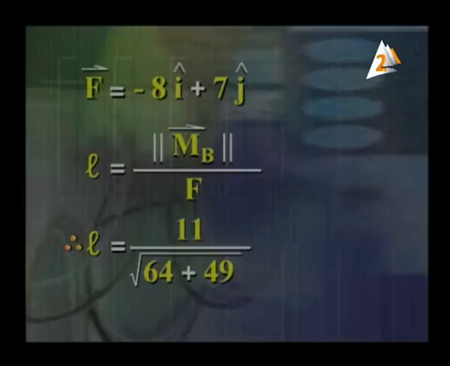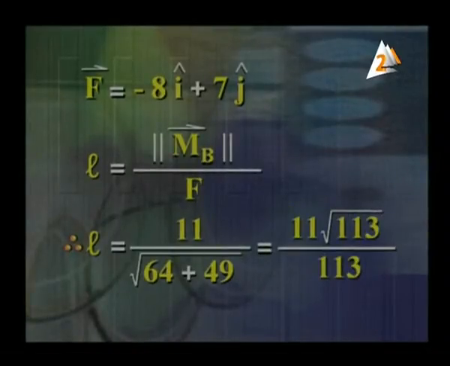We say F equals minus 8i plus 7j. Second required, the length of the perpendicular from B to the line of action of the force F is given by L equals the norm of the moment over the norm of F, which is given by 11 over the square root of 64 plus 49, or equal to 11 root 113 over 113, and it's finished.